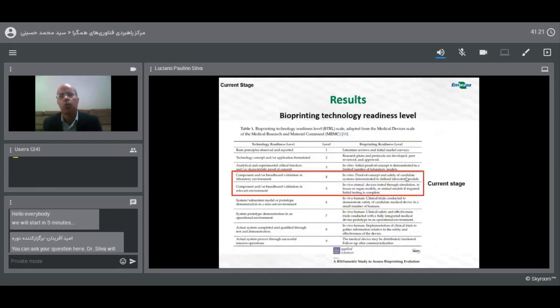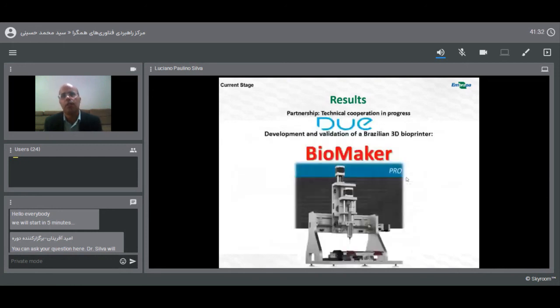Our results are currently at a bioprinting technology readiness level related to in vitro and also in vivo tests. And we even have some partnerships with technical cooperations in progress for the development and validation of a Brazilian 3D bioprinter that is now called Biomaker, with the company DUI that is developing this machine.